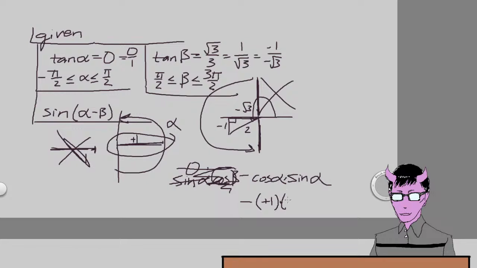And then times sine of alpha. Wait, this would be beta. Whoops. Almost messed up the algorithm. Sine, cosine, cosine, sine. Yes. Sine of beta. This one's beta. It's going to be negative 1 over 2. Two negatives cancel out, and then 1 times 1/2 is just 1/2. Final answer. And that should be good.